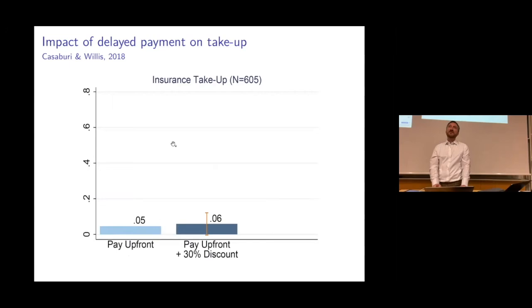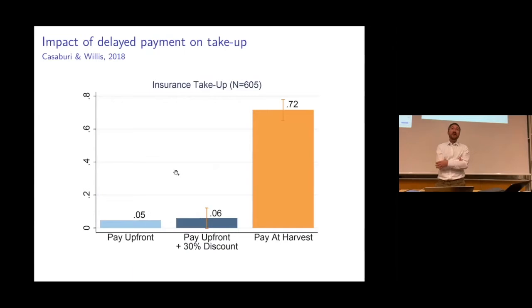Here's what happens with the pay at harvest treatment. It goes up to 72%. So that's a treatment effect that's probably as big as you'll ever see in papers in this literature. It's really massive. Suddenly 72% of farmers want this insurance product. So that's a big success. That suggests that this difference between paying now and later is really important.